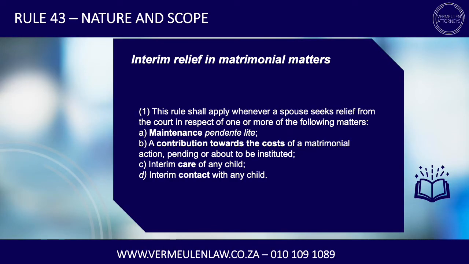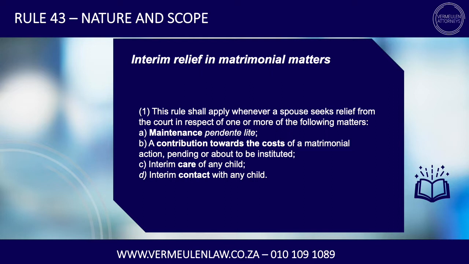Right, so what does Rule 43 provide? The rule itself has the heading in the Uniform Rules of Court, Interim Relief in Matrimonial Matters. So the Rules Board was quite clear when they promulgated the rule that it is interim in nature. And the rule reads as follows, not the entire rule, I'm just quoting subsection 1, which really gives us the scope and ambit of the rule.